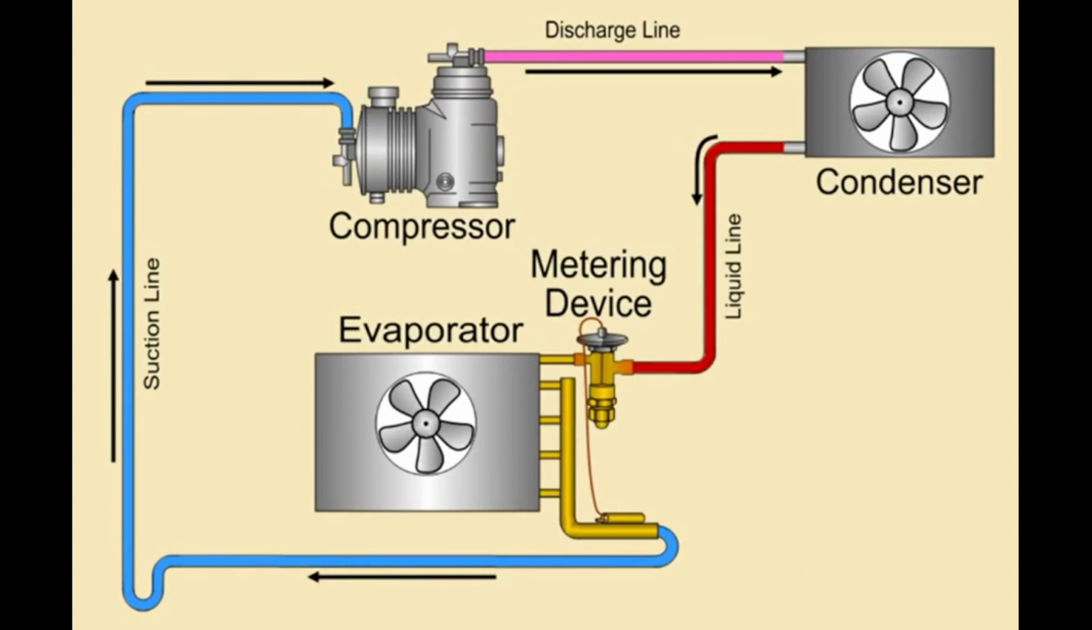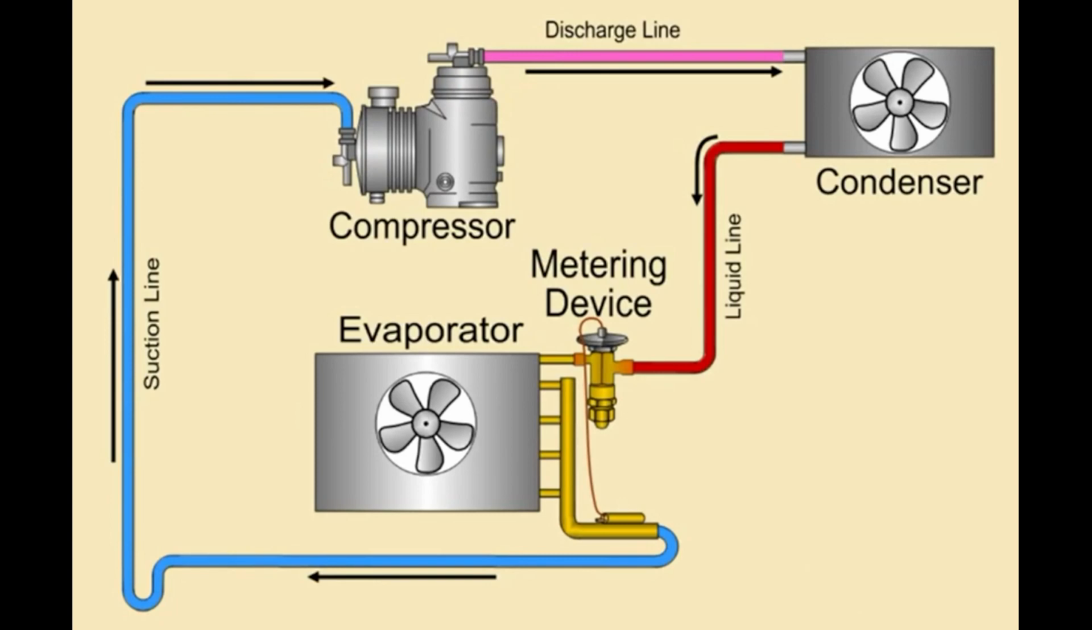Now, the metering device nowadays looks exactly like that. That is called a thermal expansion valve. Basically, it meters the refrigerant that flows within the system, and we'll go into more detail on how the thermal expansion valve actually works in the home related to heat load in your house.